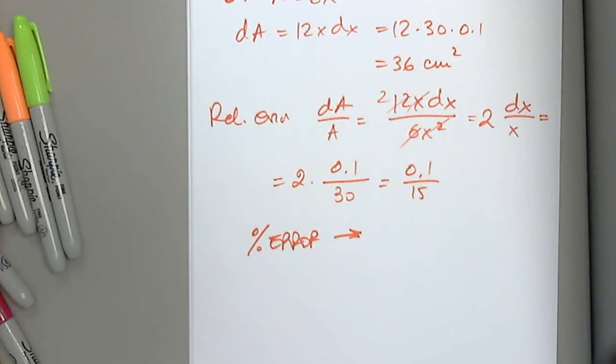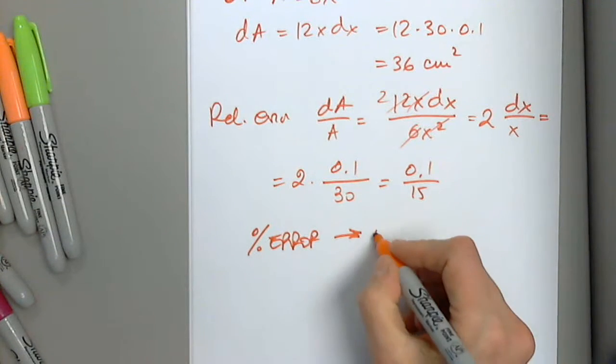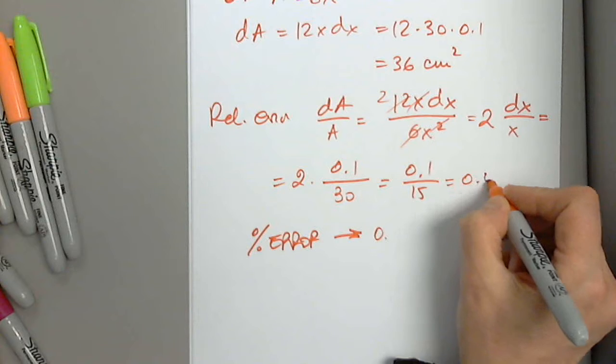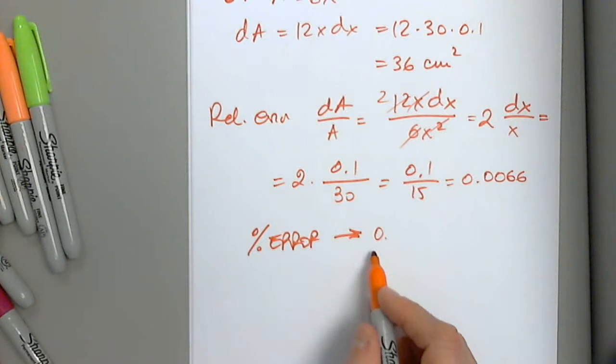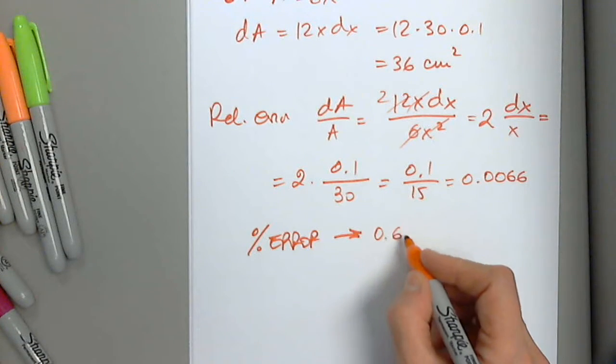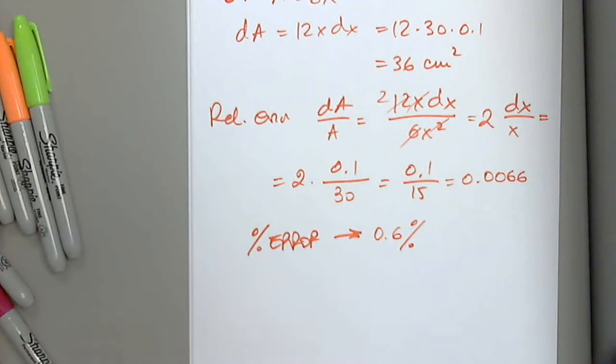I got 0.006666. This is 0.0066, and here I will have 0.6%. No measurement unit, because we divide centimeter squared by centimeter squared.